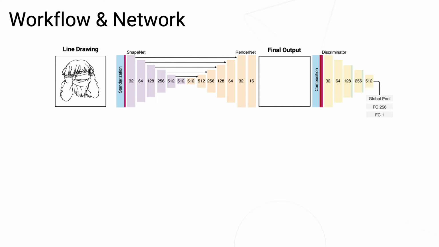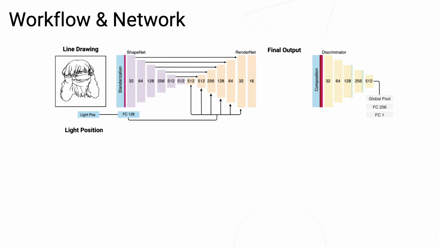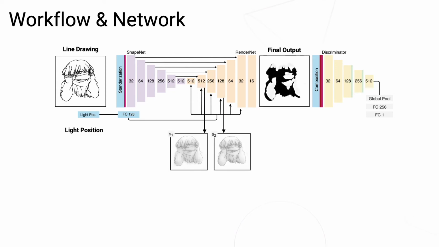This is the general workflow of our network. The line drawings are inputted into the encoder first. The lighting directions are embedded by a fully connected layer. We repeatedly add the embedded lighting directions into each stage of the decoder. The final outputs are binary shadows, as in our ground truth. We also have two intermediate outputs to facilitate the learning process. Both of them are soft shadows.